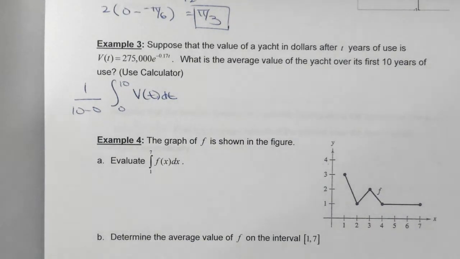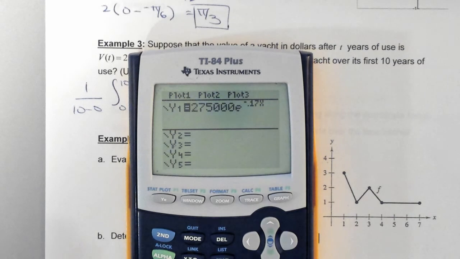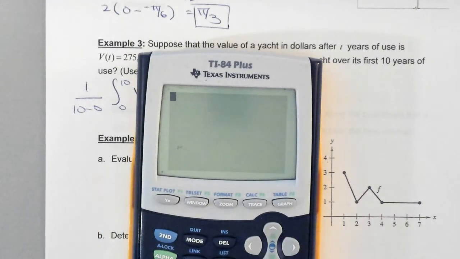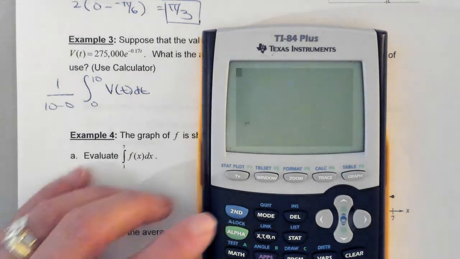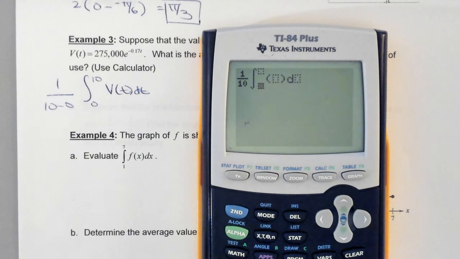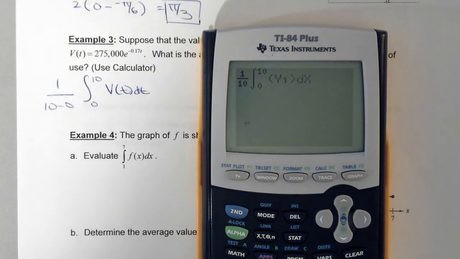Now, all they care about is the answer, so I'm going to go into Y equals and type this in, which, oh, look, I already did. And then I'm going to go to the home screen. And I'm going to type in exactly what I see. Okay, so we've got our fraction, 1 over 10 times the integral from 0 to 10. And I put mine in y sub 1, so I'm going to go in and grab y sub 1 and integrate with respect to x. So you need to make sure your answer makes sense. If you made a typo somewhere, which happens. I did it yesterday. Instead of -4.9 t squared, I typed in -49 point t squared, and it messed up my entire graph. Okay, I'm going to press enter.